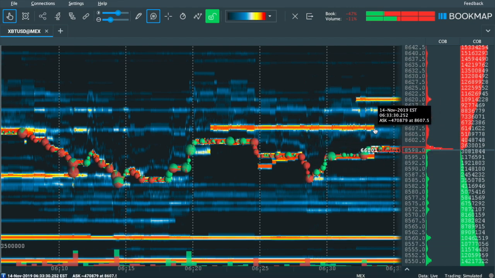Now we can see that the large offer just got canceled, and we just got an offer placed higher. What do you guys make of this? Also, the bid cluster here was canceled.